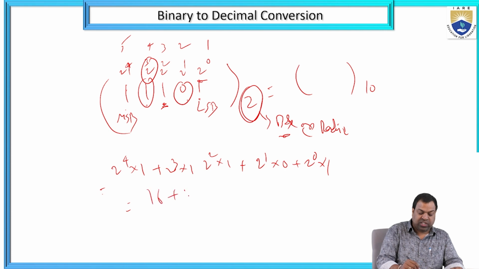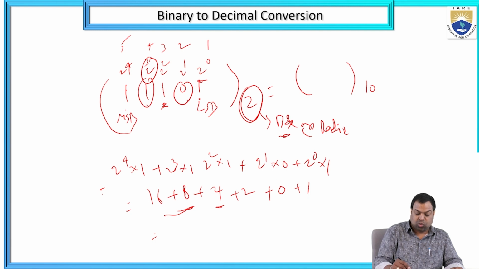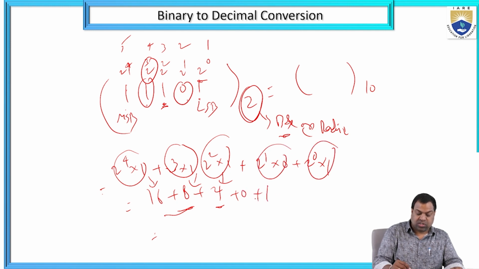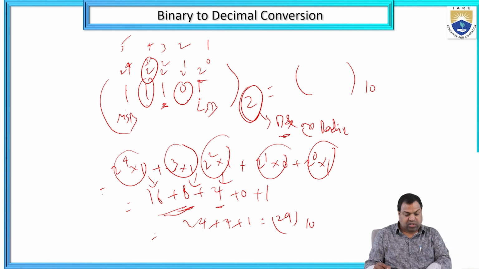So 16 plus 8 plus 4 plus 2 power 1 into 0 plus 1. 2 power 4 is 16, 2 cube is 8, 2 square is 4, 2 power 1 term is 0, and 2 power 0 means 1. So 16 plus 8 is 24, plus 4 plus 1, that is 29 base 10. So we have converted to decimal.